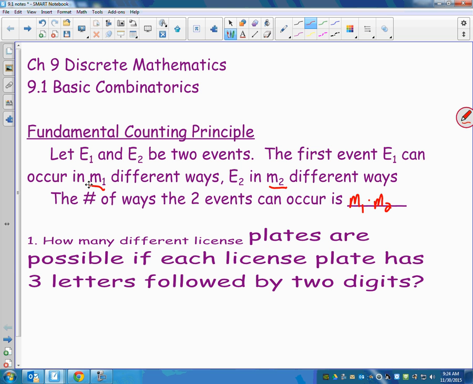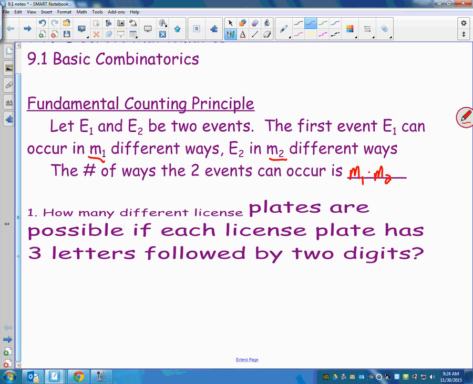We're going to do more stuff like number 1 here. How many different license plates are possible if each license plate has 3 letters followed by 2 digits? And here's my go-to way that I do this. I make a little list of how many things I'm filling in. I'm having 3 letters, so I'm going to put 3 spaces, followed by 2 digits. And the fundamental counting principle says if I can figure out how many options go in each spot, I'm just going to multiply those together, and that's going to give me the total number of license plates. So, 3 letters. How many letters are there in the alphabet?